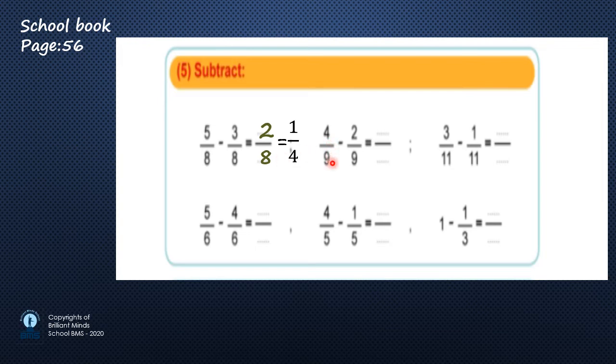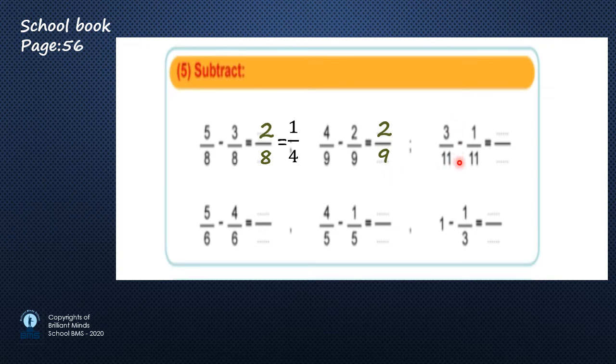4 over 9 minus 2 over 9. What's the first step? Drop the D. Drop the 9. Second step, subtract n. 4 minus 2 equals 2. So third step, check for simplify. Is 2 over 9 in the simplest form, yes or no? Yes. Let's go to the next one.